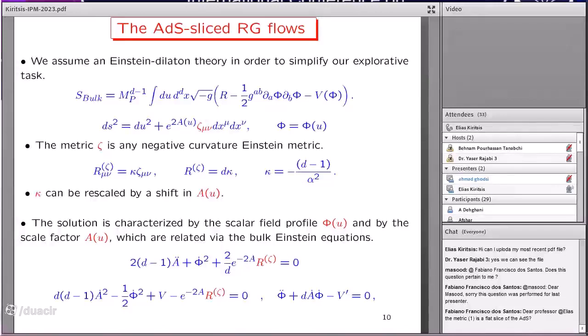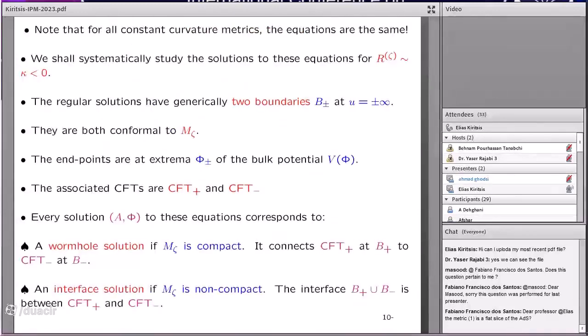Now, if I write the Einstein equations for this, they are very simple. They are written here. I don't know if you see clearly all the dots, which mean derivatives with respect to u. These are the terms that appear here because of the slices. And since I have negative curvature slices, this red quantity r of z is negative. And the same applies here. So these basically are the equations that one would have to solve to find the RG flows. And as I mentioned, for any constant curvature manifold, the equations are the same. And what we would like to do is to systematically study the solutions of these equations.